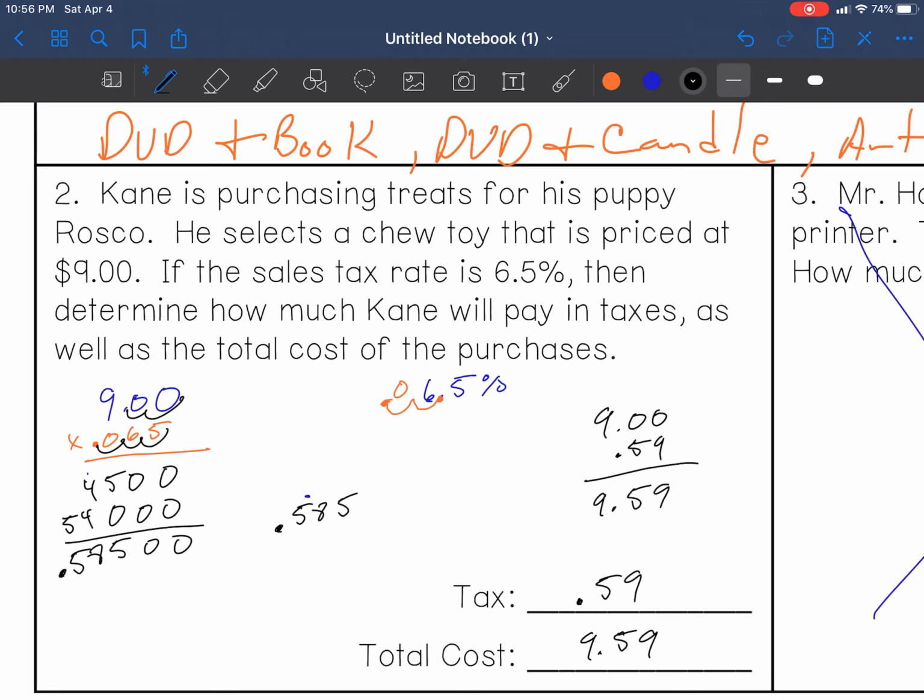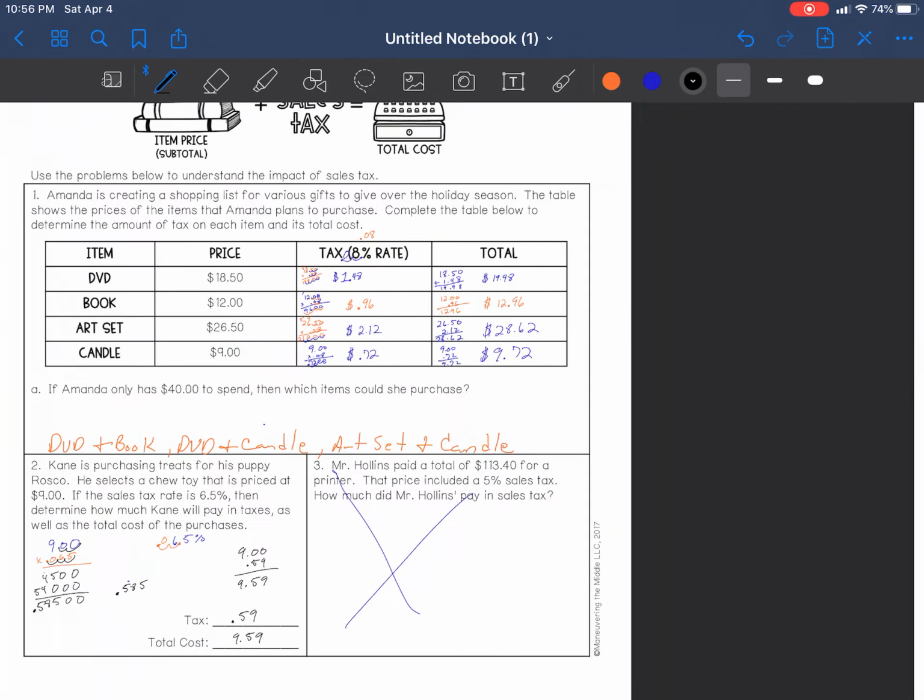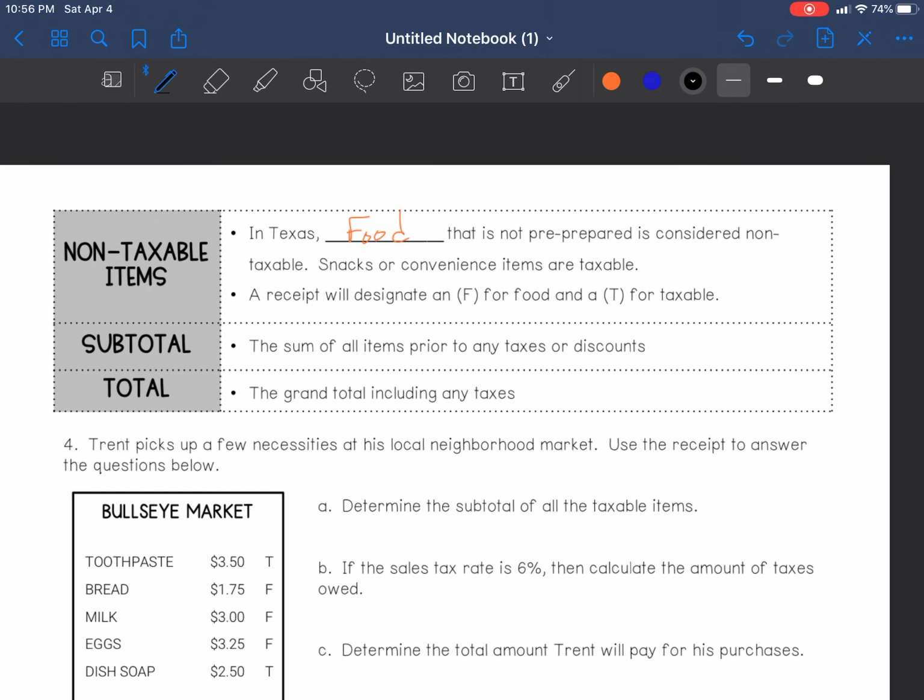Remember, you need to round up to 2 decimal places, just like in money, the cents. Let's go to the next page.